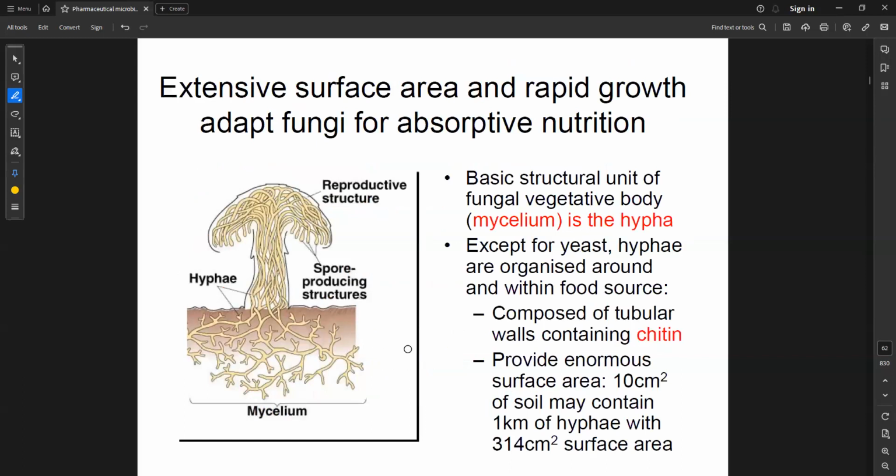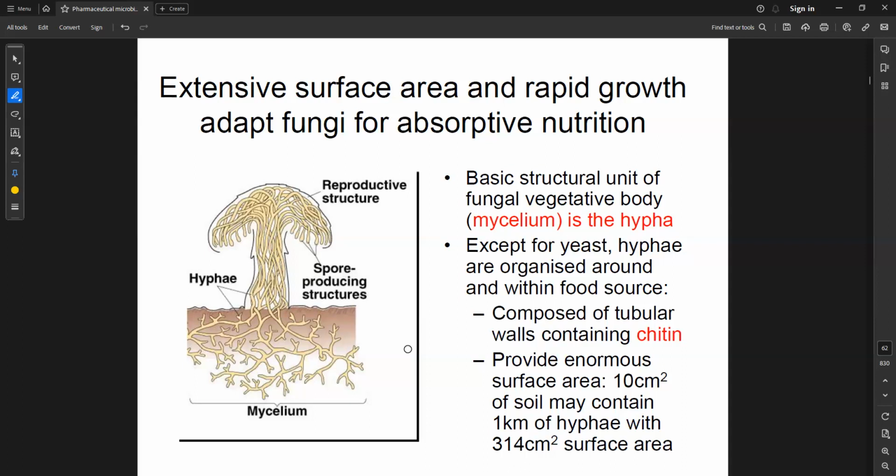So basically, this is how it looks like. There's a reproductive structure that contains the spore-producing structures. Then there's a hyphae that flows from the point of contact with the dead or living organism. So it goes in to the dead or living organism and out into the fungi. Then the whole absorbing root-like structure of the fungi is called mycelium.